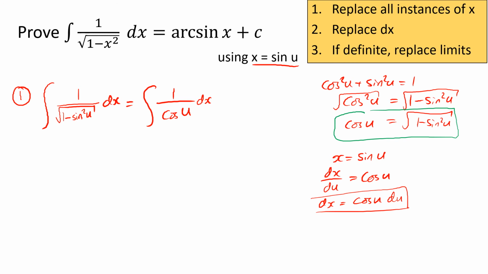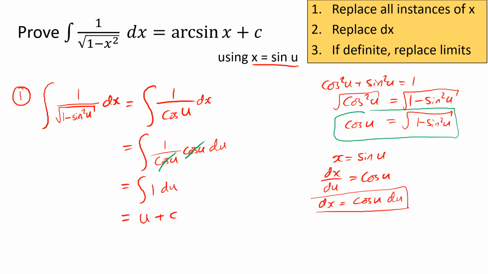So let's substitute that in. We'll end up with the integral of 1 over cos u times cos u du. Again, we've got some brilliant cancelling out there. Cos u and cos u will go, and we'll just end up with the integral of 1 with respect to u. Nice. So what would that do? Well, that would just integrate up to u plus c.